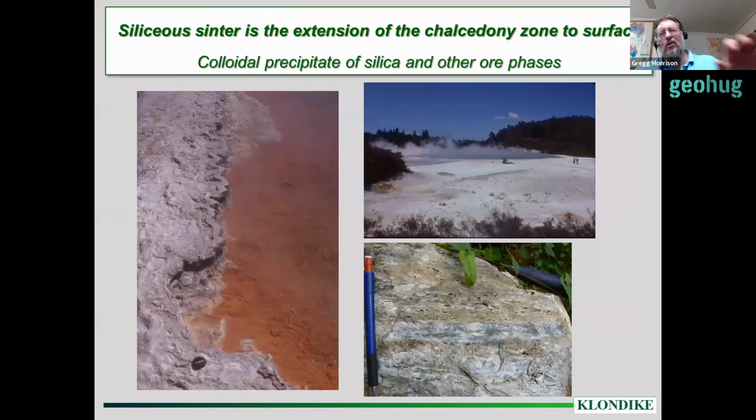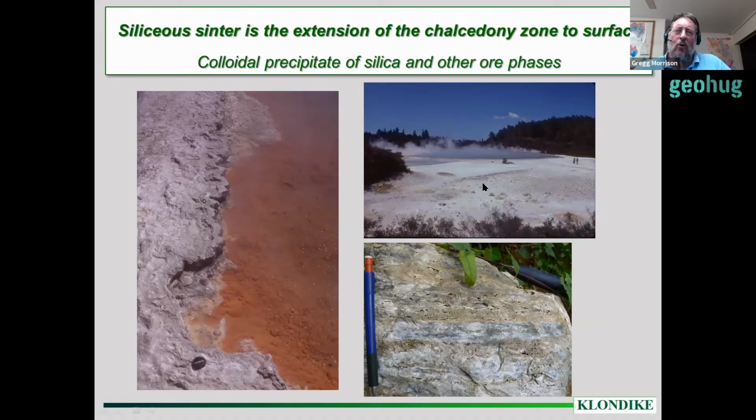Just some comments on some other things. So they're the three main zones outlined, but there are a few other things that are pertinent here. One is that sinter, for me, is the surface expression of the chalcedonic zone. That is, the sinter is made out of chalcedony, and it's porous because it's aerated and because it's got organic matter growing in amongst it.